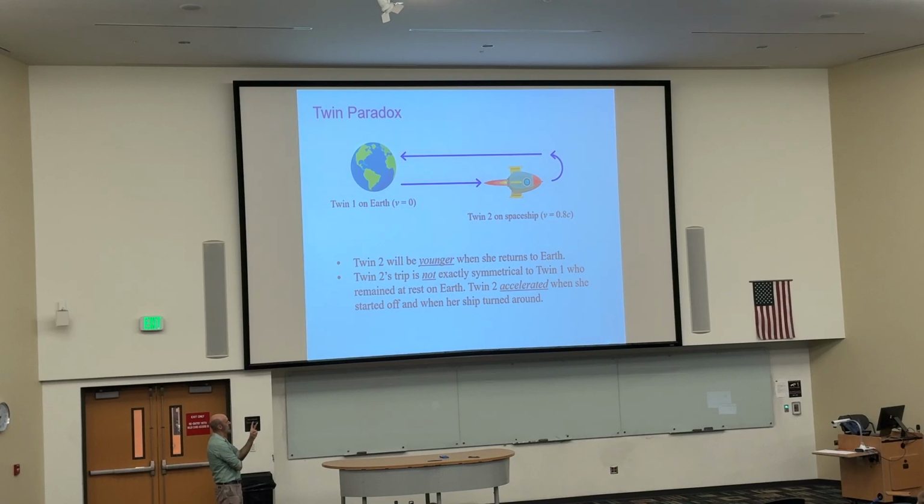The second twin gets on a spaceship, traveling outwards at 8/10 of the speed of light for some amount of time, for some number of years. And then twin 2 turns around and returns back to Earth on the spaceship, still traveling at 8/10 of the speed of light. When twin 2 returns to Earth, twin 2 will be younger than twin 1.